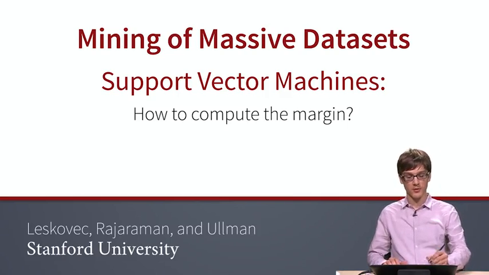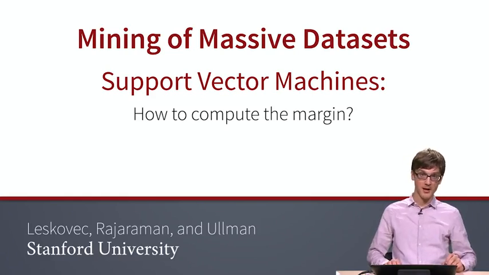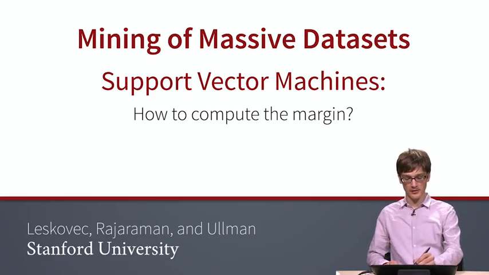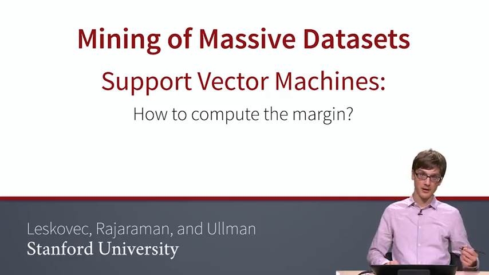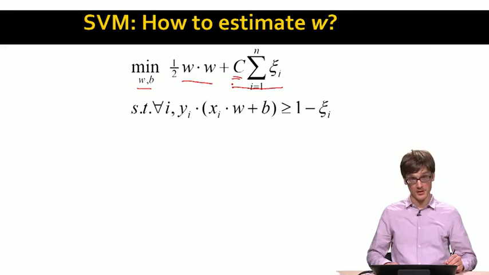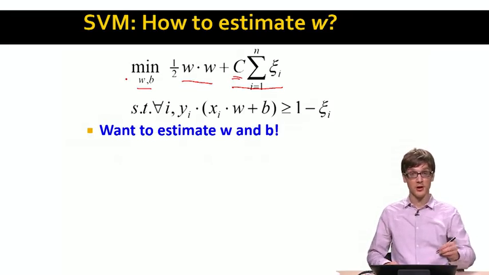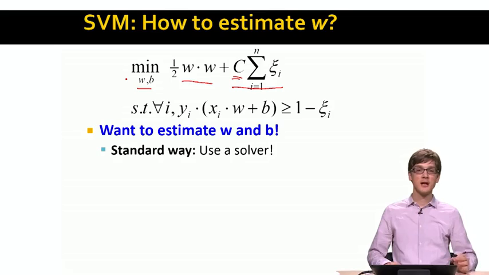As we said before, we want to find this W and B such that the length of W is small and also the sum of the slack penalties is small, and the slack penalty parameter C is trading off between the length of the margin and the misclassifications we are making. So our goal is to find B and W, basically solve the above optimization problem. A standard way to do this would be to use a solver.